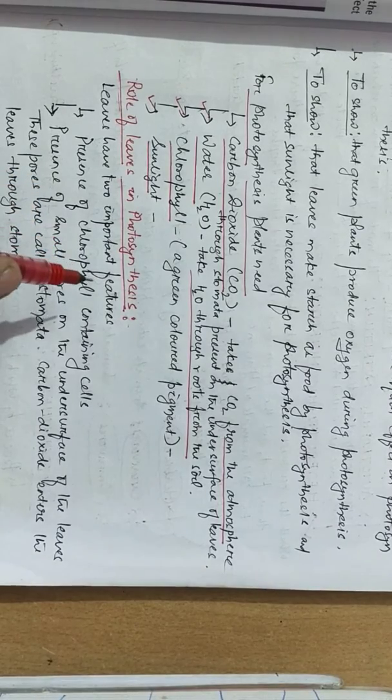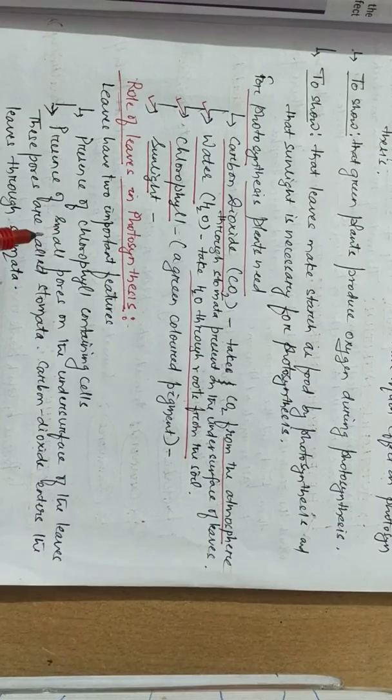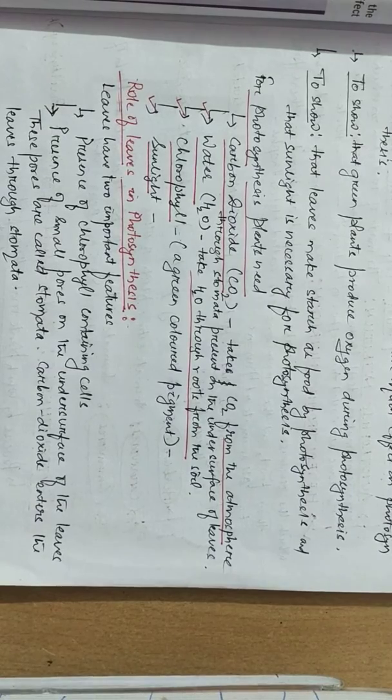Now what is the role of leaves in photosynthesis? We can say leaves have two important roles. First, they have a green pigment chlorophyll, as I described earlier. And second is that on the undersurface of the leaves, very minute pores are present which are called stomata, and carbon dioxide enters the leaves through the stomata only.